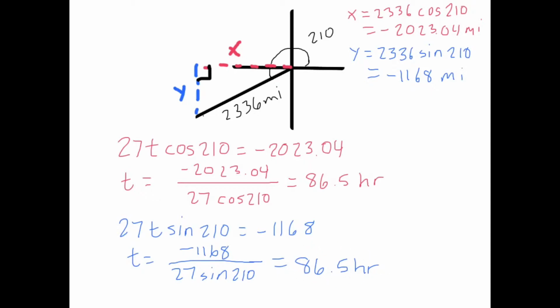So it will take 86.5 hours for this cruise ship to travel at 27 miles per hour, 2,336 miles in a 210-degree angle from due east. And that will allow you to arrive from San Francisco to Hawaii.